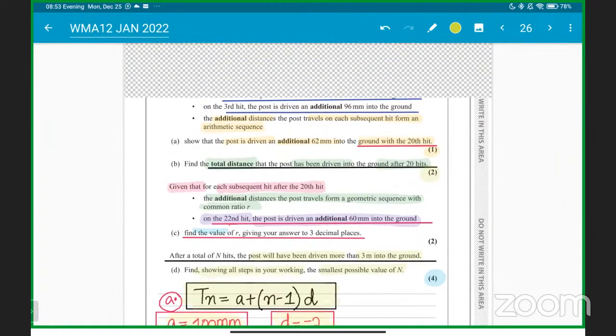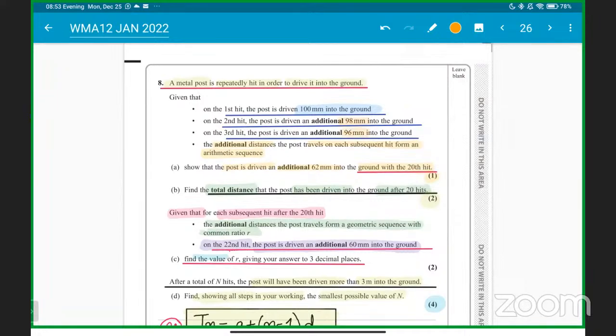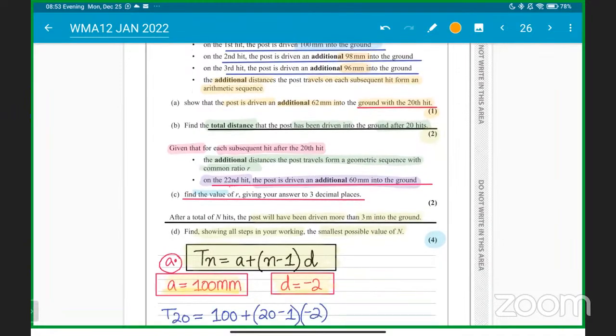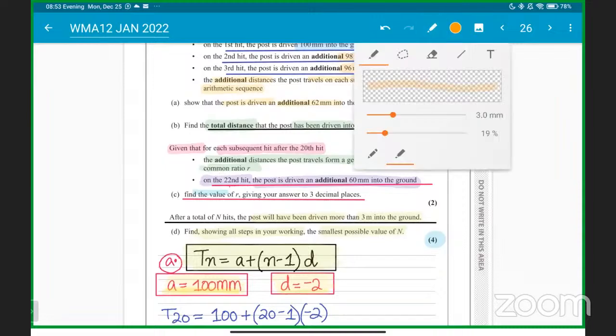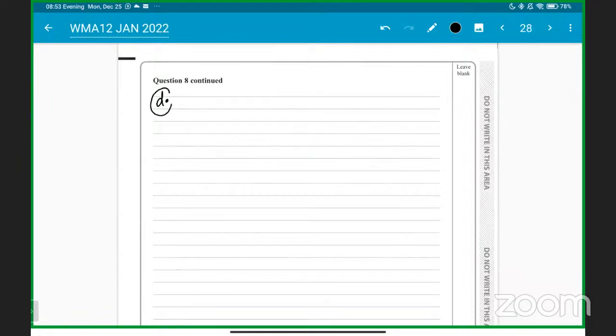The first thing you need to realize is that the whole question we were focusing on millimeters, 98 millimeter, 96 millimeter, 100 millimeter, 62 millimeter. But now they need 3 meters, that the post will have been driven by more than 3 meters. So for part D, students should understand that they have to convert the 3 meters into millimeters to solve it. Getting it? You need to understand that 1 meter is 100 centimeters and 1 centimeter is 10 millimeters. This is basic conversion from IGCSE.